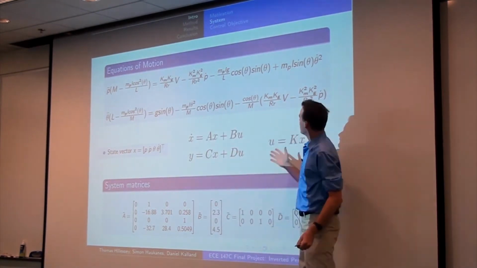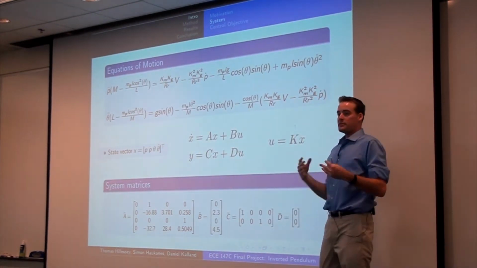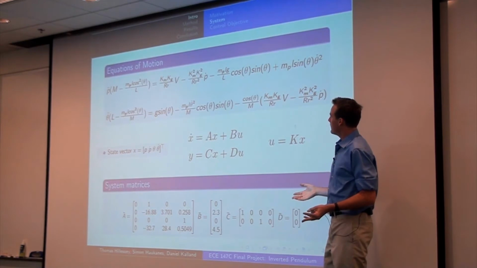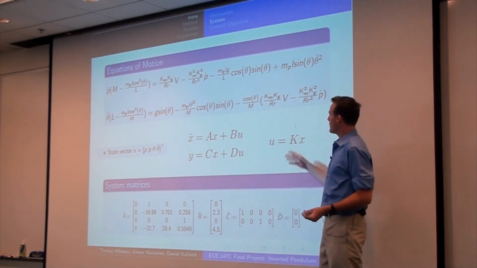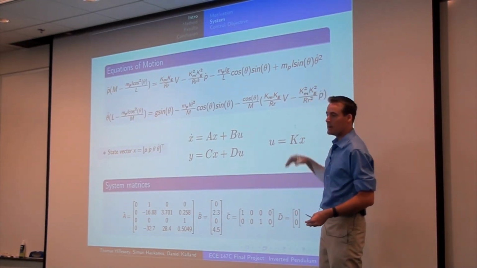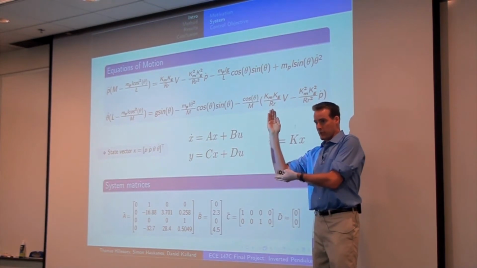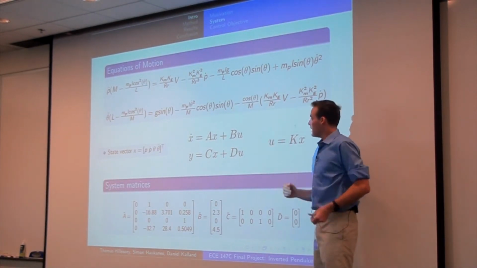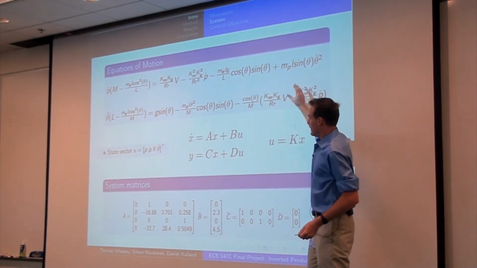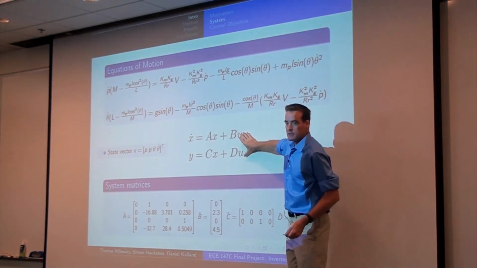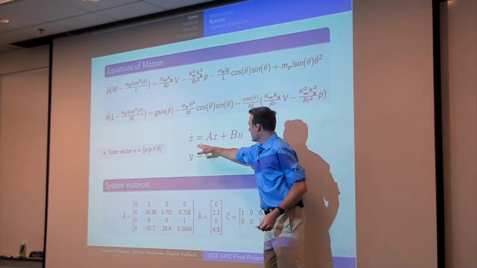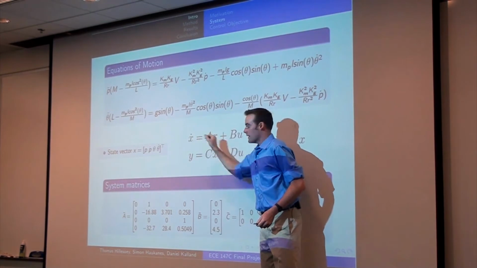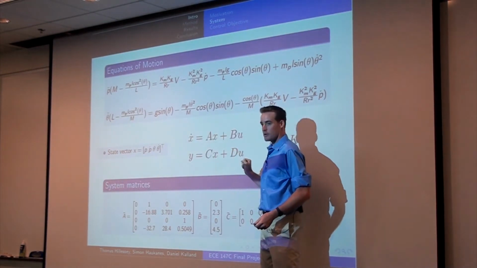These are big ugly things, and we teach the students in 147C a technique called linearization, where they linearize this big ugly system around the unstable equilibrium point of the balanced pendulum, and they boil this big old thing down to 2 equations that look like this. So, 2 linear first order vector differential equations.